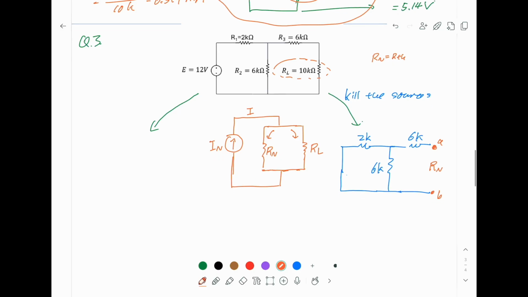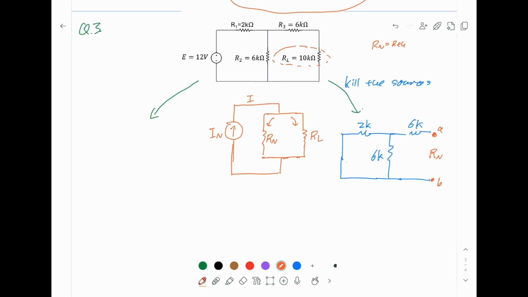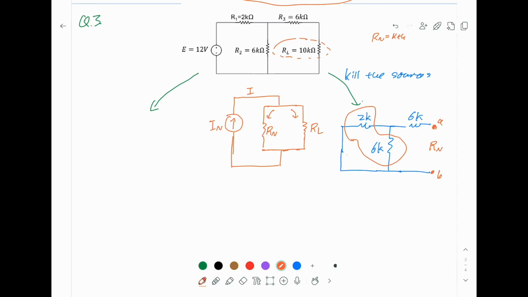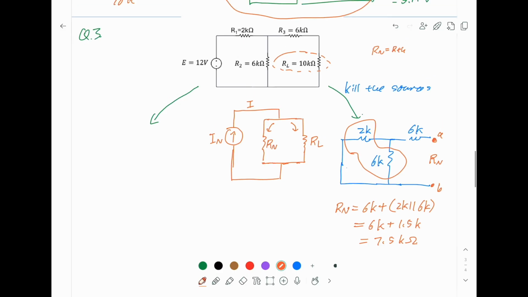Now, if you watch the previous one, question 2, you should understand these two here, they are connected in parallel. So it means the RN is again equal to 6K plus 2K parallel 6K, and you will find this is equal to 6K plus 1.5K, and this is 7.5K ohm. So we found the Norton resistor. Now to find the Norton current source will be a little bit complicated. So let's do it.